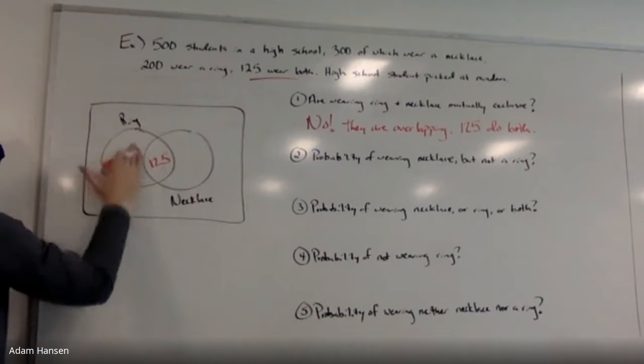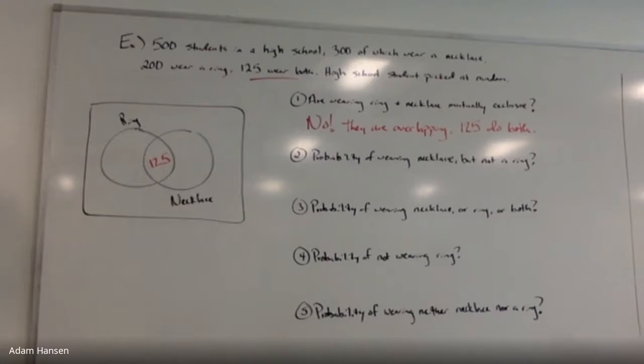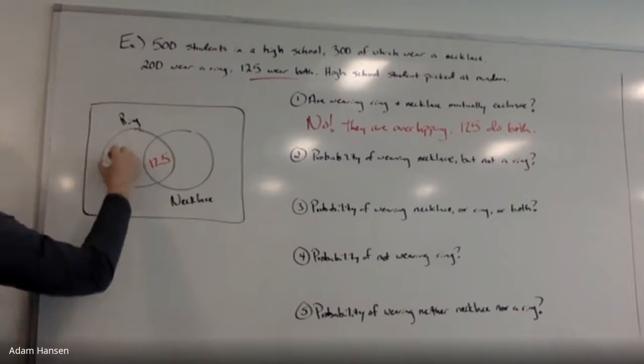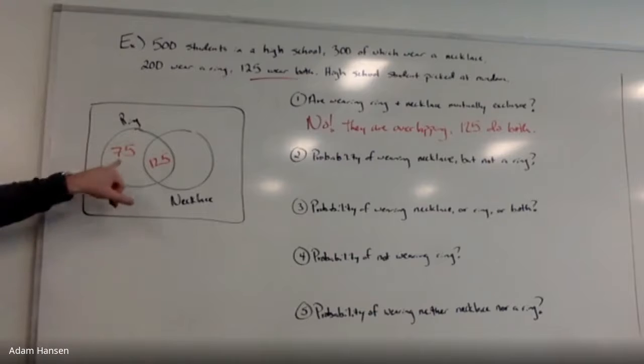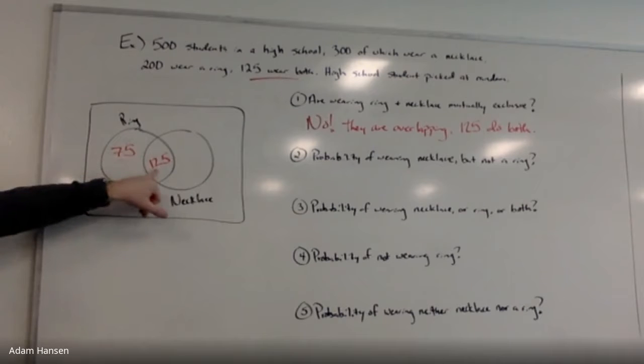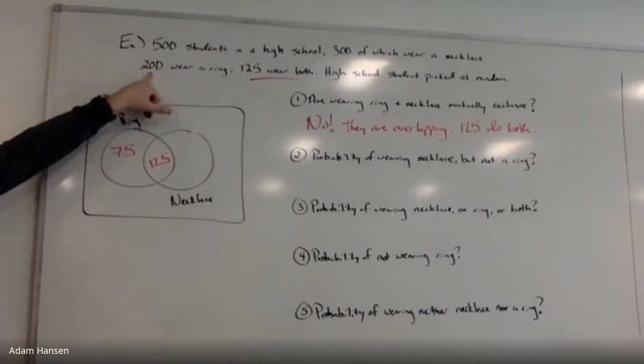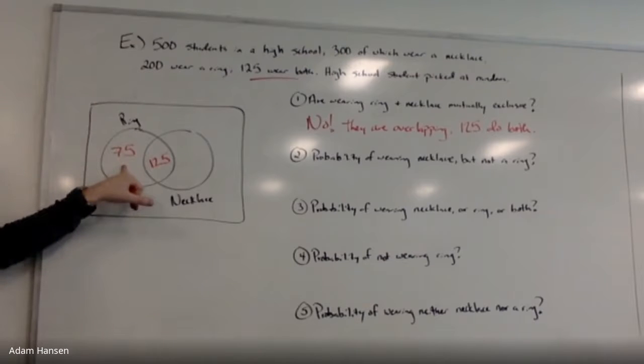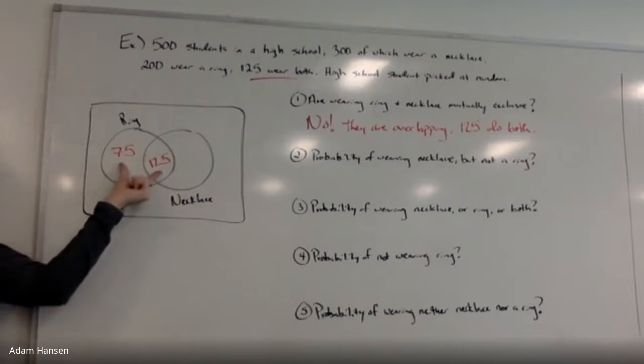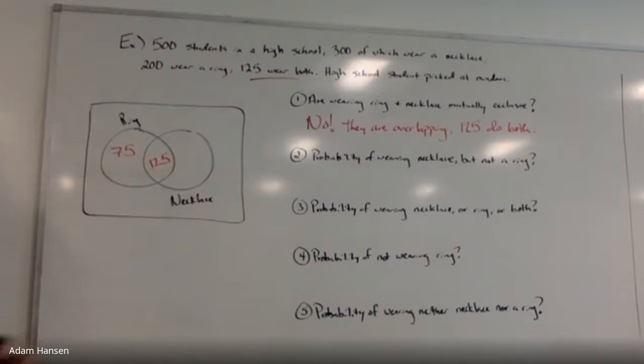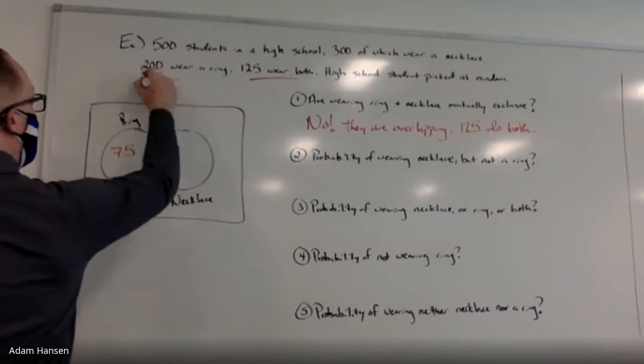How many students just wear a ring? A ring but not a necklace? 75. That's what goes here. Isn't this part of the Venn diagram? Those that wear a ring but not a necklace? If 125 do both, and I know 200 in total wear a ring, does that leave 75 over that just wear a ring but not a necklace? What should these two add up to? 200. Yeah, that makes sense. Nice little way to spot check there.